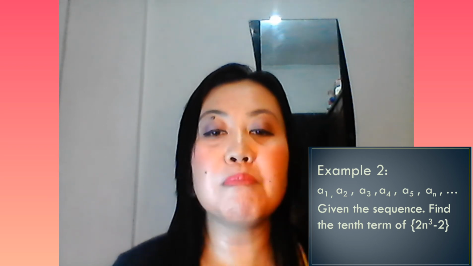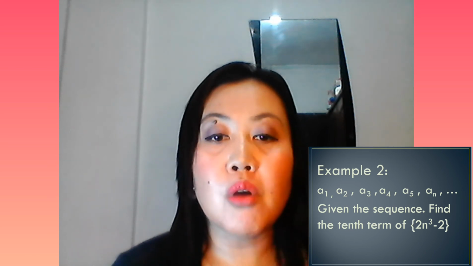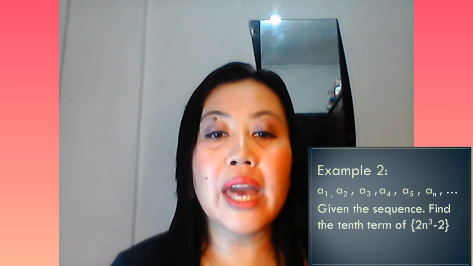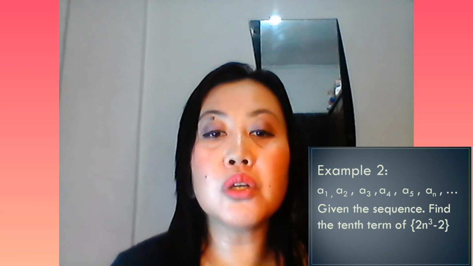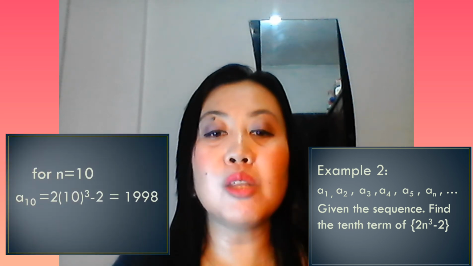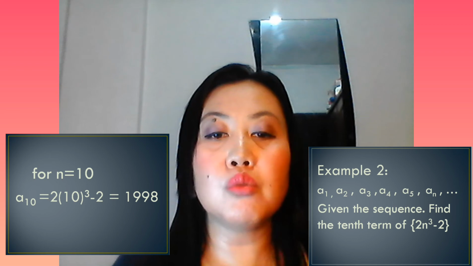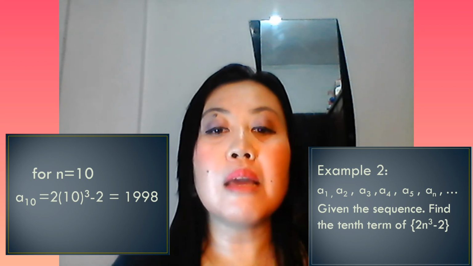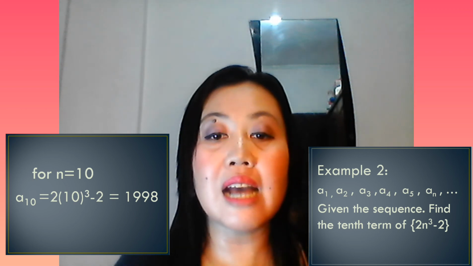Next example: given the sequence a sub 1, a sub 2, a sub 3, a sub 4, a sub 5, a sub n, then ellipsis. Find the 10th term of 2n to the 3 minus 2. The solution is, let's assign the value of n, which is equal to 10. So a sub 10 is equal to 2 times 10 raised to 3 minus 2, which is equal to 1,998.